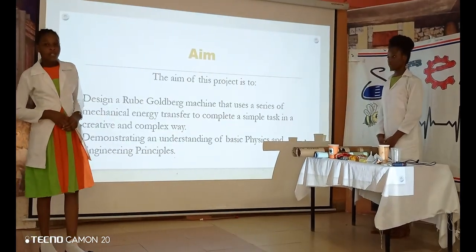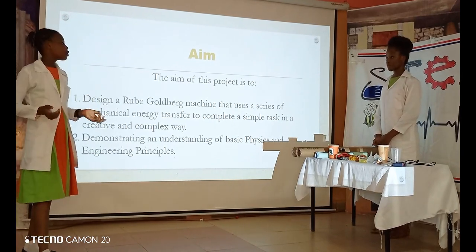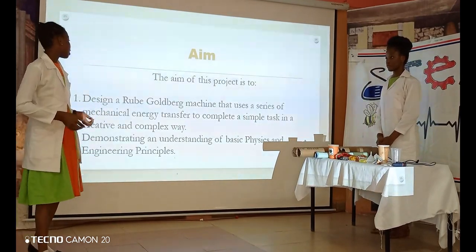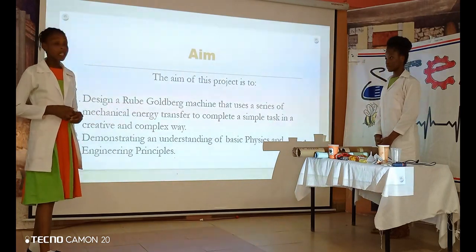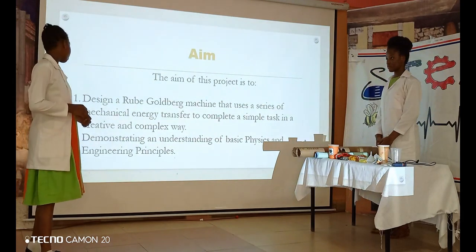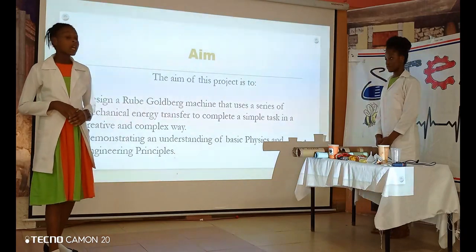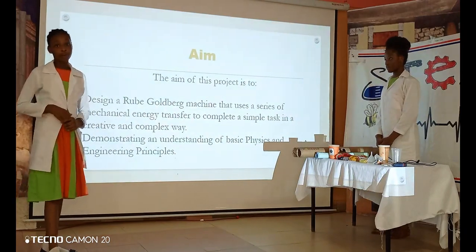The aim of this project is to: 1. Design a Rube Goldberg machine that uses a series of mechanical energy transfers to complete a simple task in a creative and complex way. 2. Demonstrate an understanding of basic physics and engineering principles.